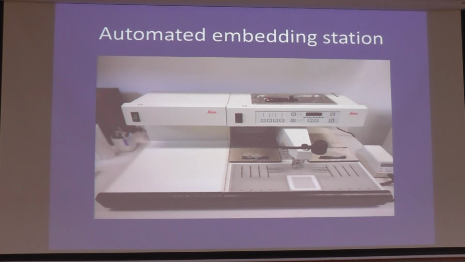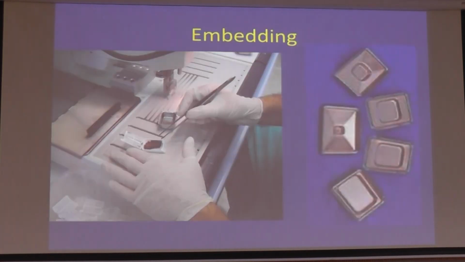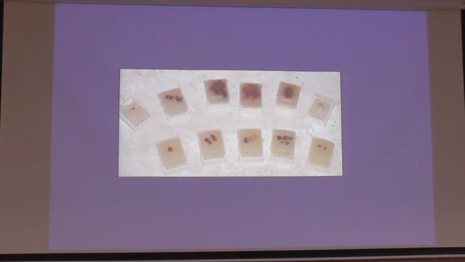So this is your embedding station. These are the molds which are used for embedding. After the paraffin wax embedding, the tissue will appear like this in the cassette. This is kept for filing, and from this we cut the sections for H&E staining.